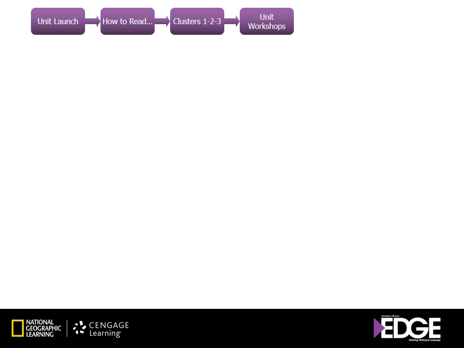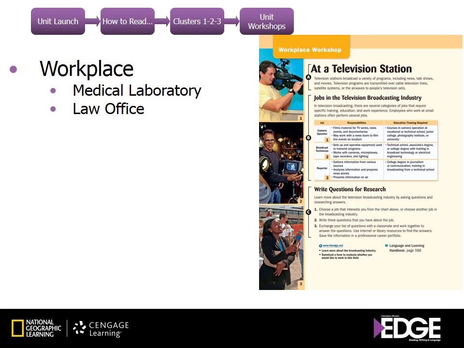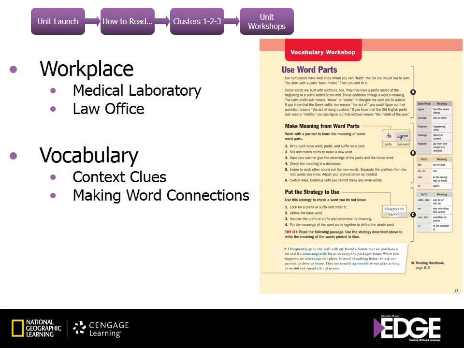After the first and second cluster in each unit, students will engage in 1 or 2 workshops. The Workplace Workshop promotes out-of-school literacy by having students research various jobs that may interest them. A few examples include a medical laboratory, a restaurant, a law office, and a veterinary clinic. The vocabulary workshop provides an additional focus on the vocabulary skill students are working with throughout the cluster, like context clues or making word connections.